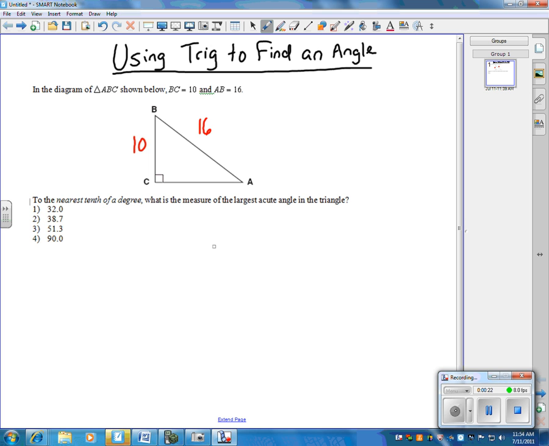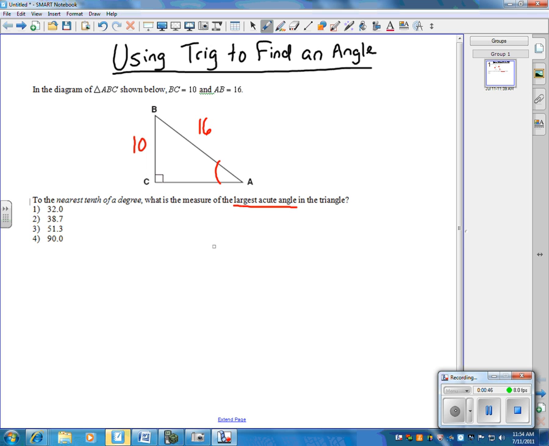Now this question was really tricky because they didn't say which angle they wanted us to find. They said find the measure of the largest acute angle. So you're going to have to try one of the angles, and we'll have to use some background knowledge on triangles to see if that one is the largest acute angle. So I'm going to initially start by doing A.